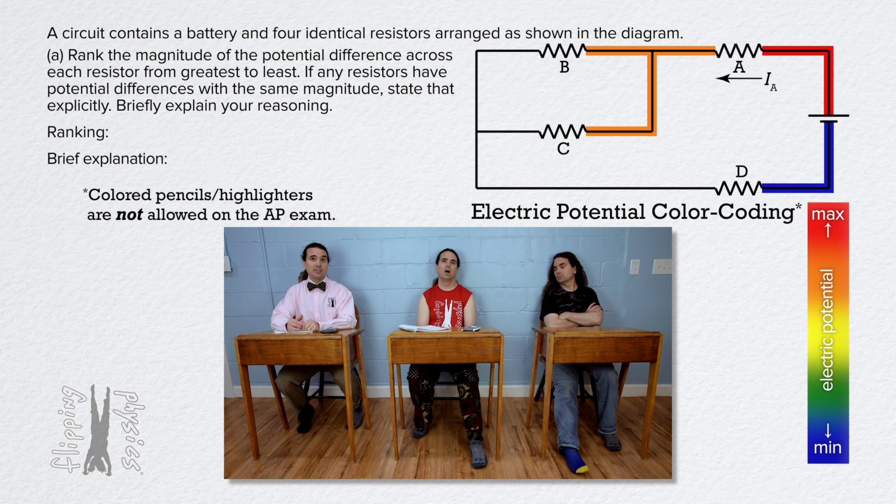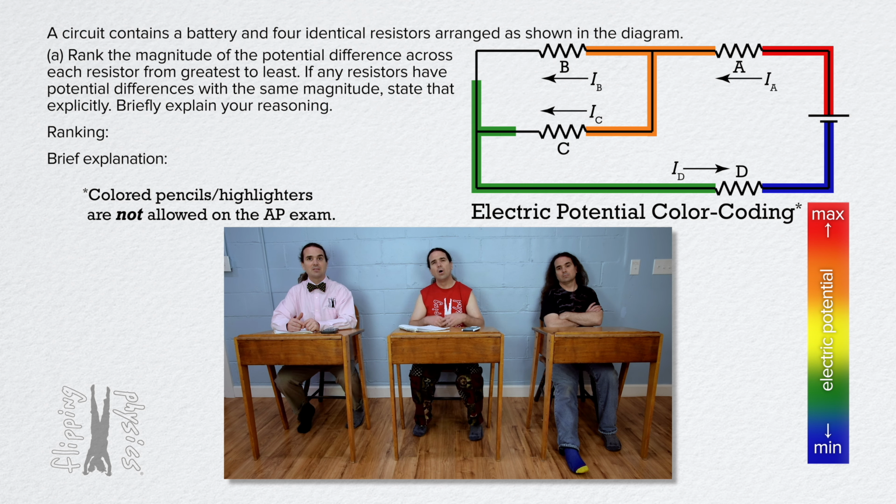And let's go back to resistor D. We know current will be going to the right across resistor D. Conventional current goes toward the negative terminal of the battery. So as we go to the left across resistor D, opposite the direction of the current, the electric potential will go up. So the color goes from blue to green. Color the wires green from the left of resistor D until we get to the next circuit elements, which are resistors B and C.